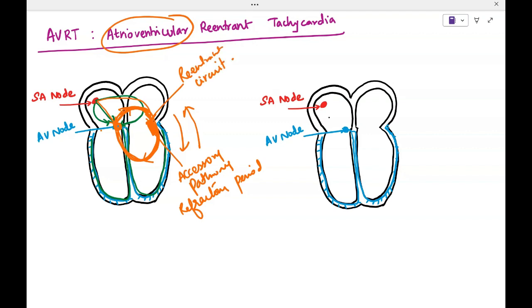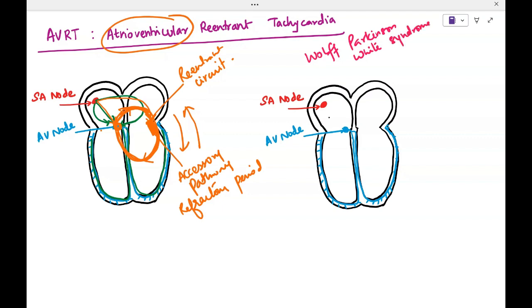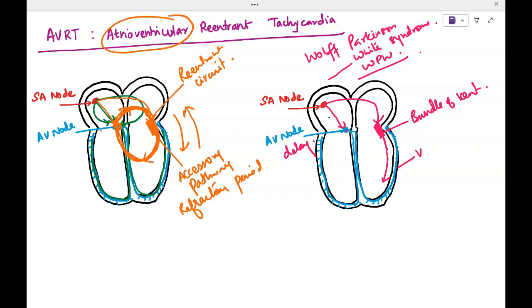So a better way to understand is by understanding an important subtype of this AVRT, that is the Wolff-Parkinson-White syndrome. Normally, the bundle of Kent does not have a delay, and the AV node has AV nodal delay. So the impulse travels to both the pathways, but through the bundle of Kent it travels faster and it stimulates the ventricle before the impulse going through the AV node stimulates the ventricle. So there is a ventricular pre-excitation.